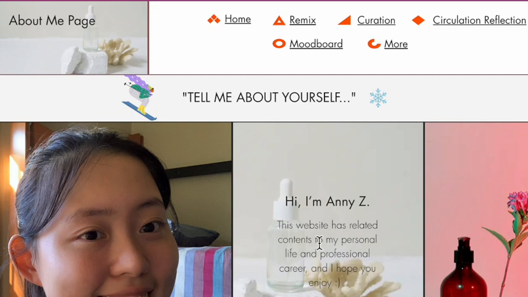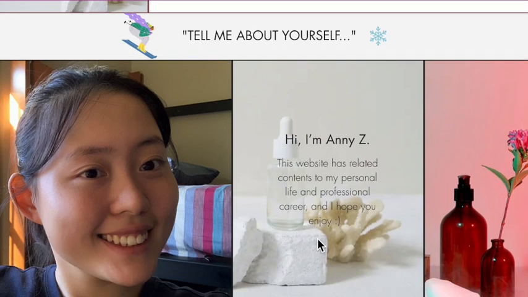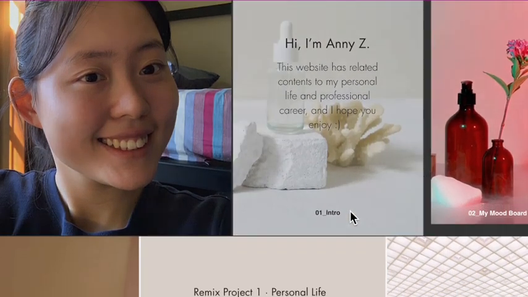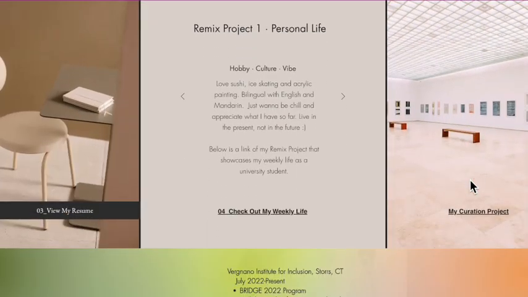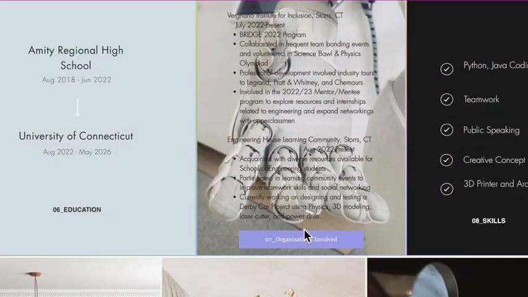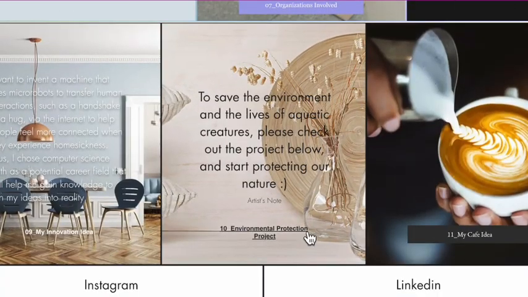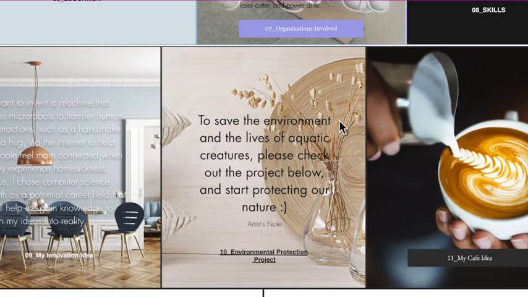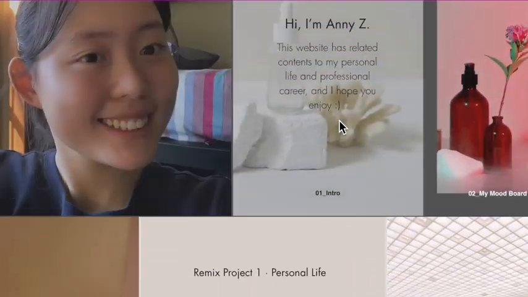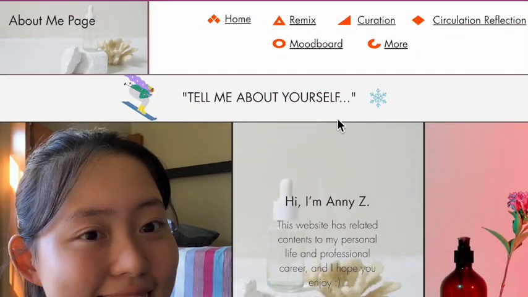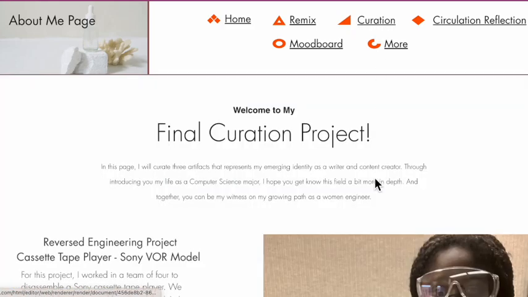For my digital portfolio, I have divided the whole page into different sections, such as my mood board, my resume section, my curation project, my education backgrounds, and some other ideas I have in mind, such as opening a cafe. By dividing them into different sections, I made my website more organized. If the user is interested in learning about any of the specific projects I have done, they can click into one of the hyperlinks. Let's click on the curation, for example.